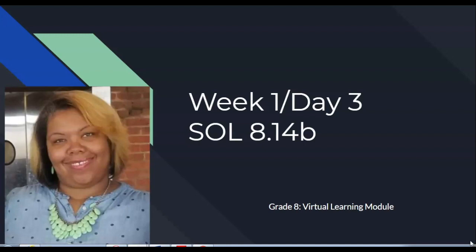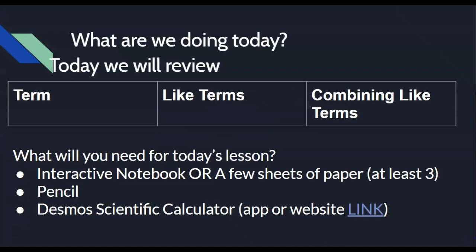In this series, we will be learning Grade 8 Mathematics, where we will have a different focus each week. This week, our focus is 8.14b, Evaluating Expressions and Combining Like Terms. Today we will review and discuss the definitions to the following: term, like terms, and what it means to combine like terms. Before we get started, you will need a few supplies: your interactive notebook or a few sheets of paper, pencil or other writing utensil, and the Desmos Scientific Calculator.